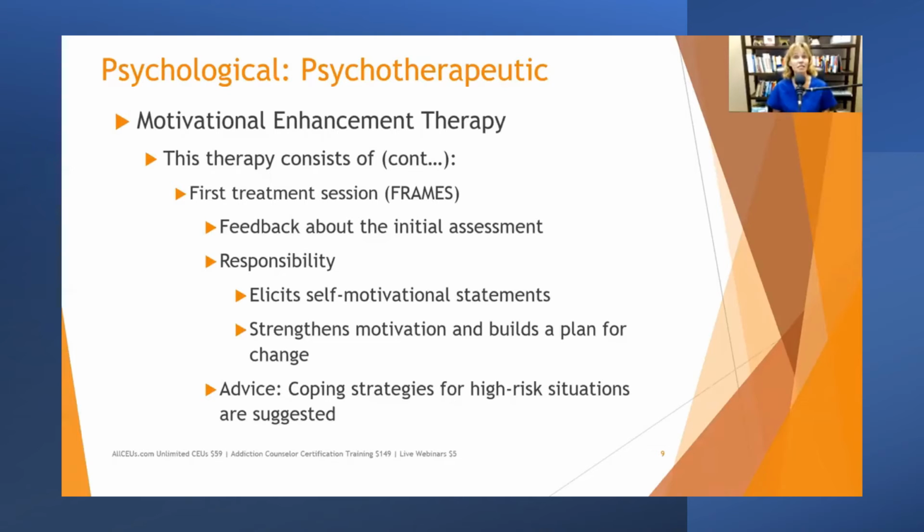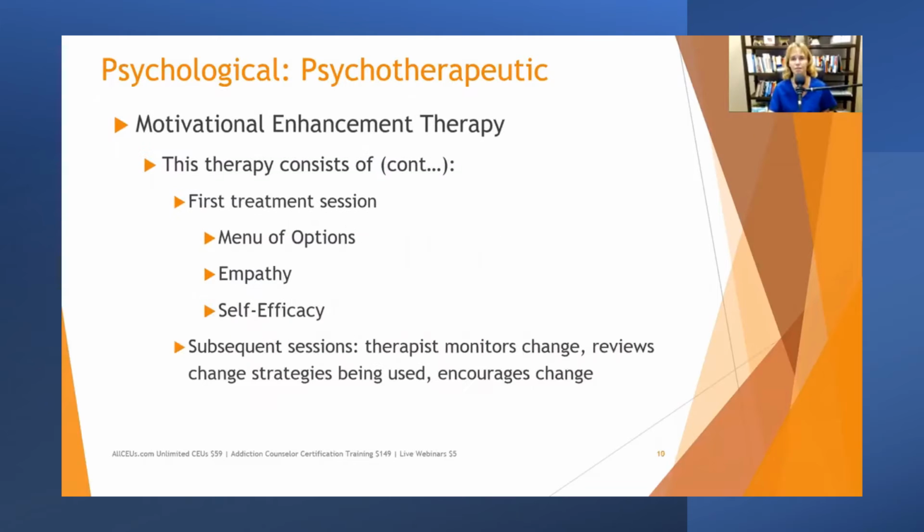We provide advice. When you're making that plan, the client may not have all the tools that they need or may not be thinking of creative ways to use the tools they have. So we can provide information or advice about coping strategies for high-risk situations. We then provide a menu of options. We help them figure out, in this big scheme of things, to address your goals, what is it that you need to do? It's kind of like going to a restaurant and reading a menu and picking your first course, your second course, etc. Same thing is true here.